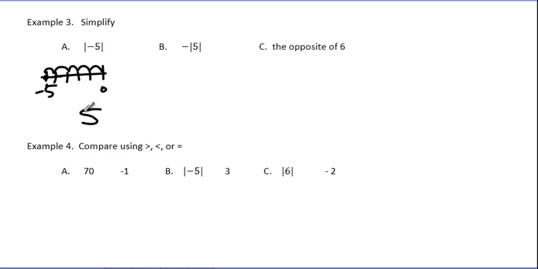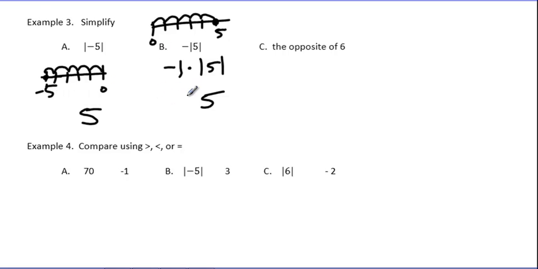Distance is always positive. Looking at B, now we have a negative sign in front of the absolute value sign. So we would read this as -1 times the absolute value of 5. The absolute value of 5 is 5 for the same reason over here. If I put my number line here, 0, 1, 2, 3, 4, 5, 5 is obviously 5 units away from 0. So -5 and +5 give you the same result.